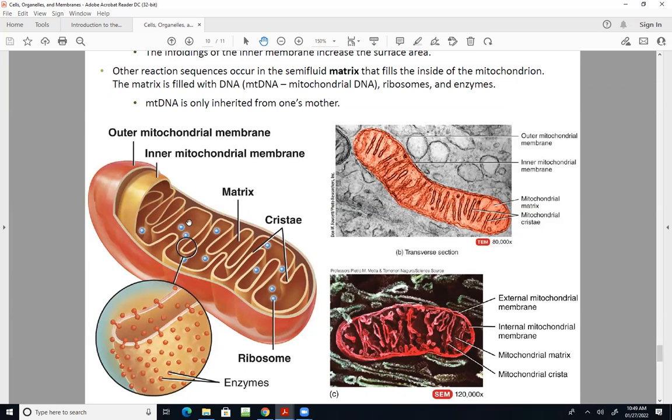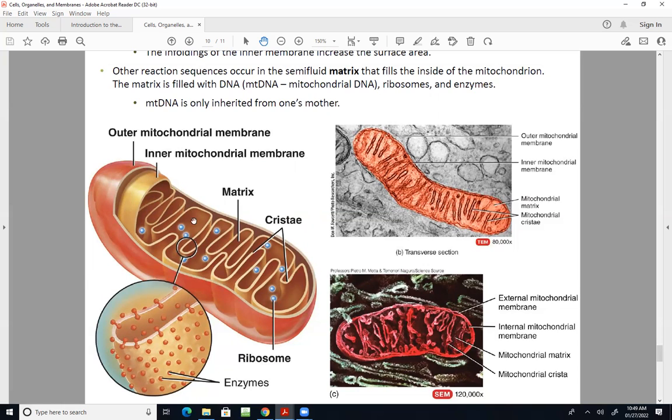Now, inside of the inner membrane, inside those cristae, is a semi-fluid called the matrix. The matrix is home to things like the ribosomes that you see here. It's also home to a special type of DNA, mitochondrial DNA. It's the only other organelle that has its own DNA aside from the nucleus. This is where the Krebs cycle takes place. If you've learned about that, now you know where it takes place.